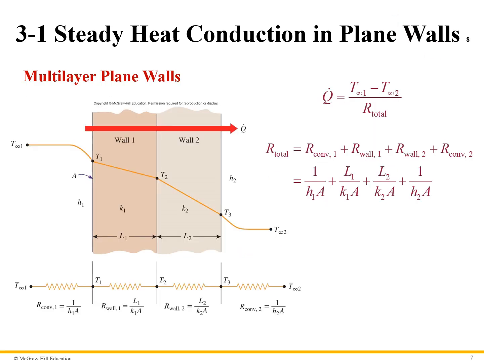So we can directly extend this if we have two walls hooked together and fluids on each side of the walls. So again, now all we do is simply add another R value for the wall 2. So now we have R convection 1, R wall 1, R wall 2, and R convection 2. And those just add like resistors in series.